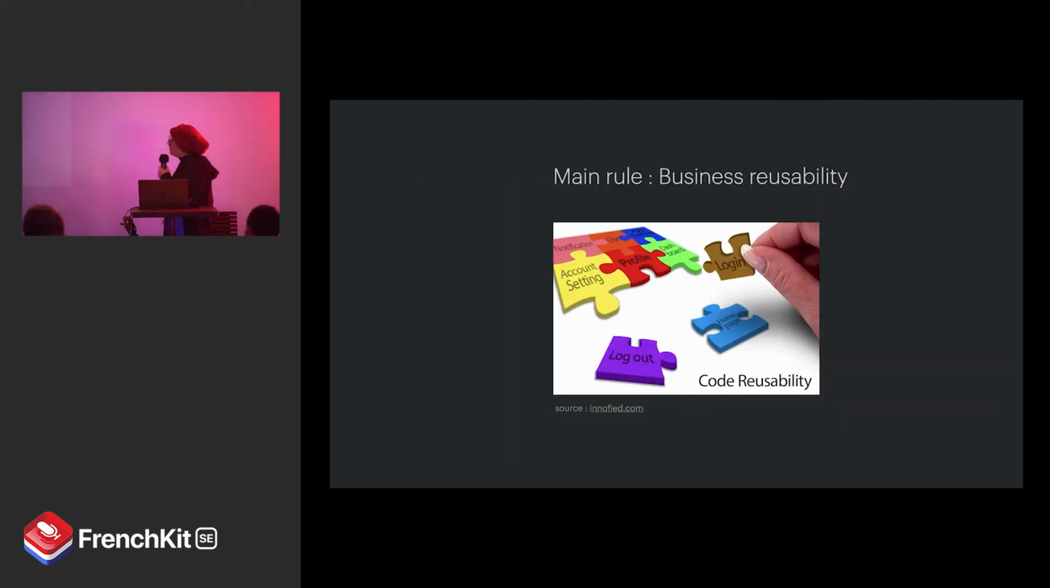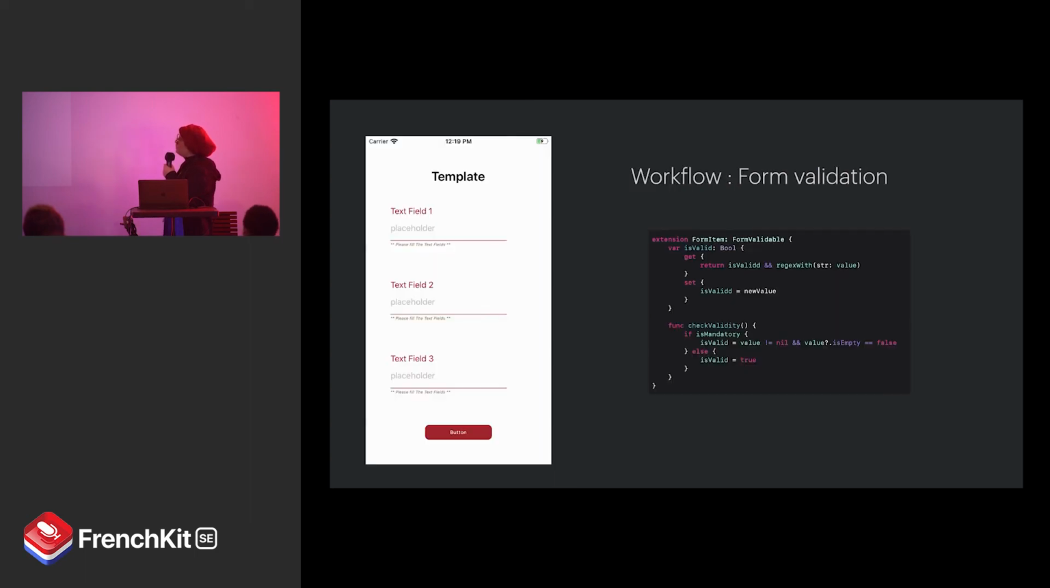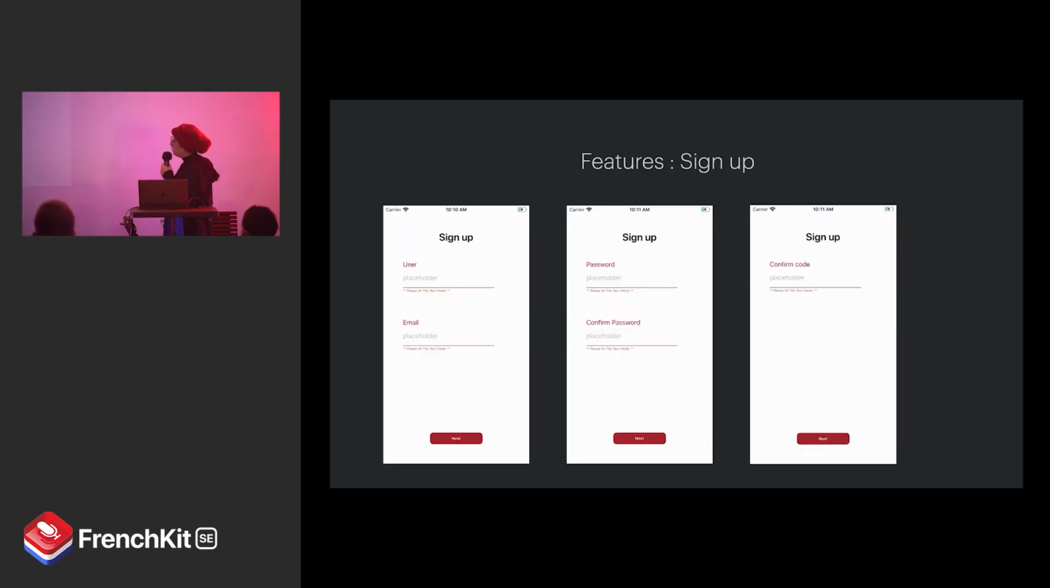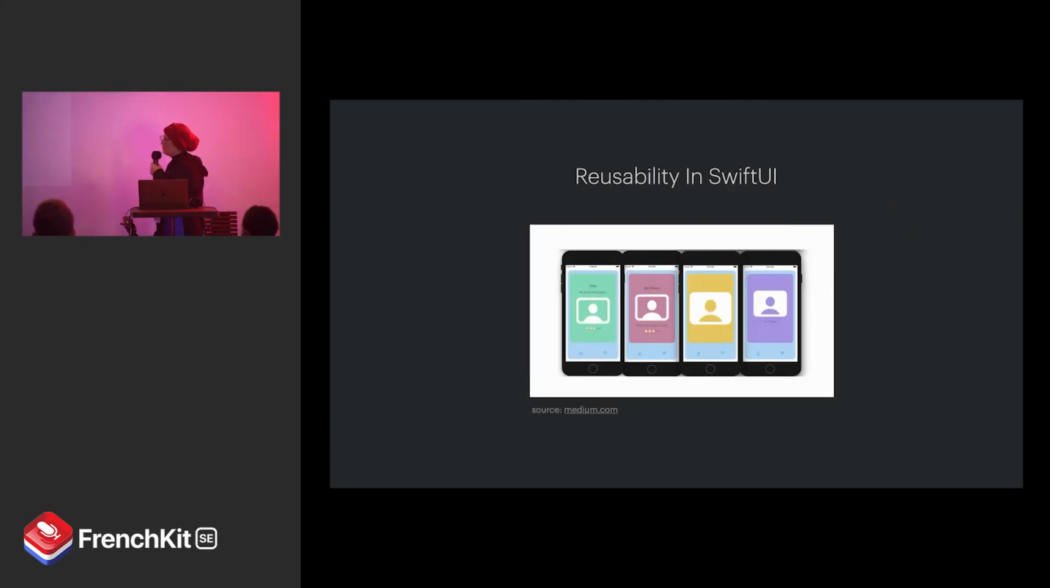The other side of atomic design is to isolate the business part and make it reusable. For example, we can reuse the workflow of the form validation, or the implementation of the validation button, or even the entire sign-up feature. Now we will see the reusability in SwiftUI.